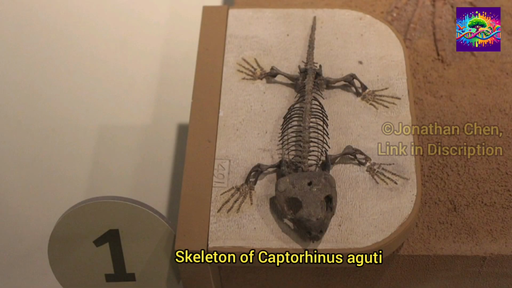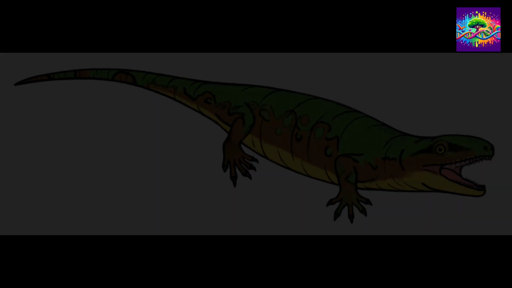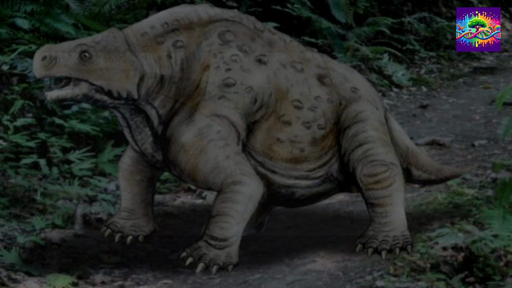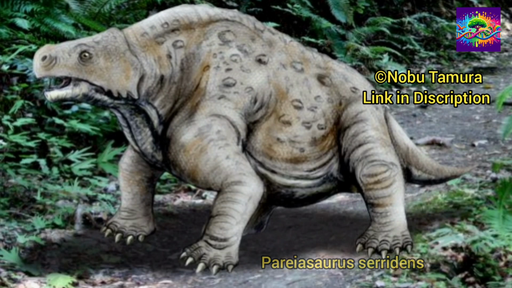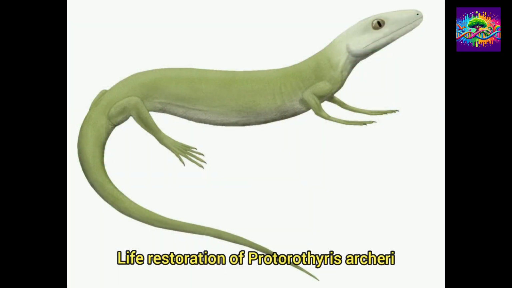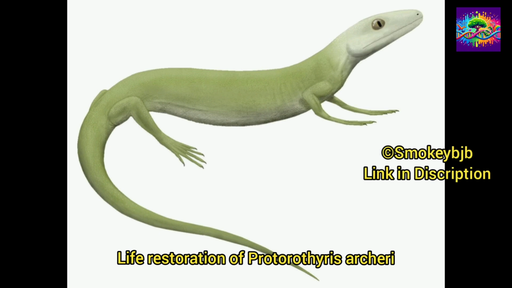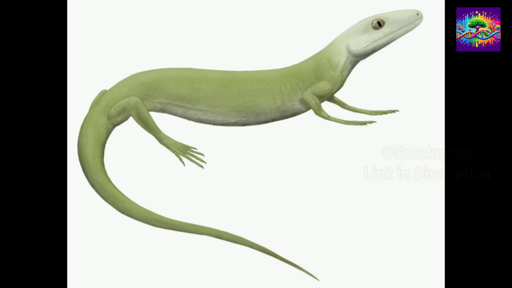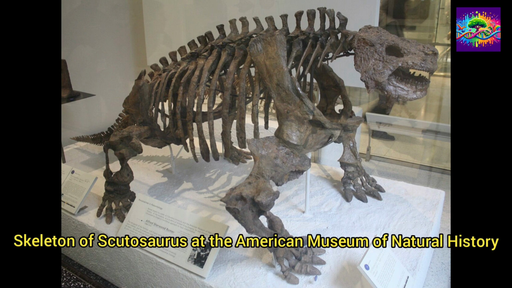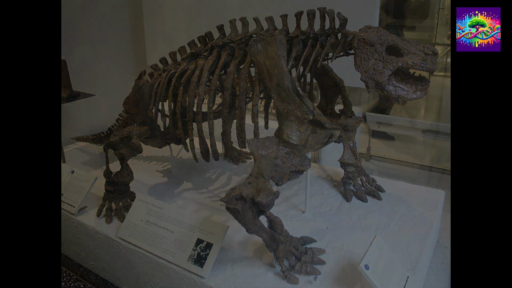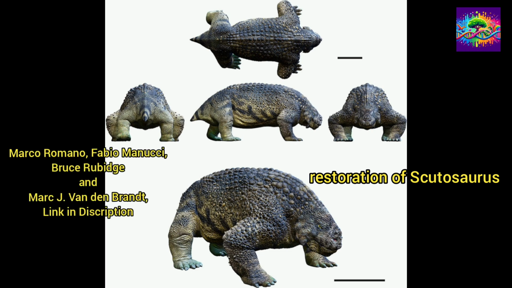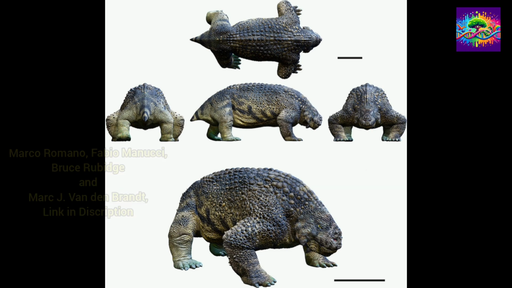Captorhinus was an early reptile known for its particularly strong jaws, making it a small to medium-sized predator. Periosaurus was a large, herbivorous reptile with thick, textured skin. Protorethyrus was an early and primitive true reptile that preyed on small insects and other tiny creatures. Scutosaurus were large, armored herbivores known for their heavy bodies and dense, rough skin. They are considered early ancestors of modern turtles.